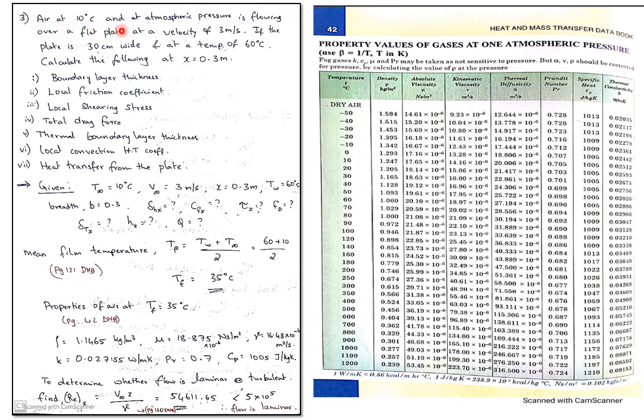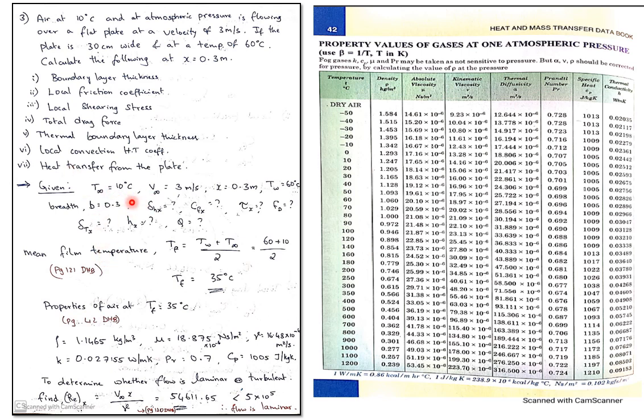Air at 10 degrees Celsius and at atmospheric pressure is flowing over a flat plate at a velocity of 3 meters per second. If the plate is 30 centimeter wide and at a temperature of 60 degrees, calculate the following at x. He has given the distance, so x you have to use now. These are the certain terms you have to find out.